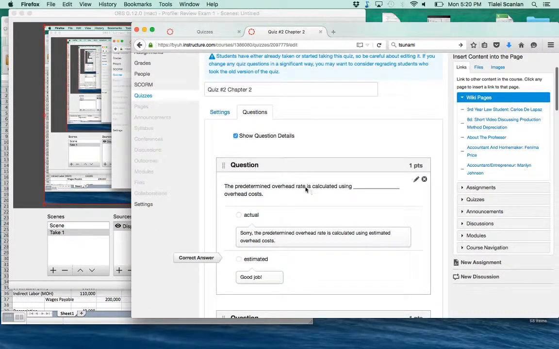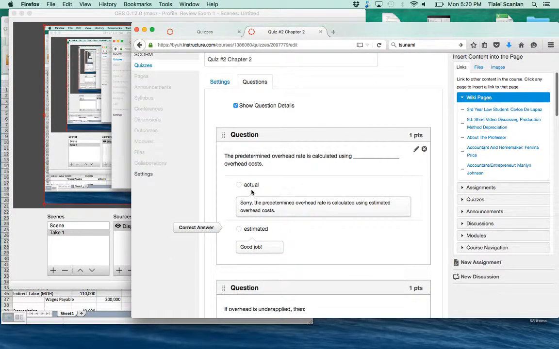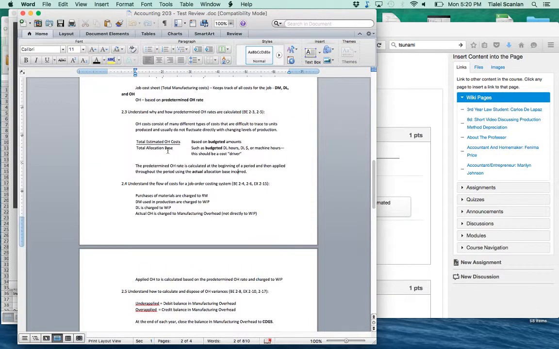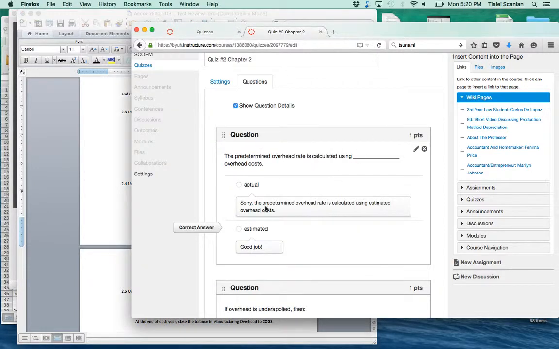So a predetermined overhead rate is calculated using, it's not the actual, right? Predetermined overhead rate is an estimated total overhead cost divided by activity. If we look back at our review sheet, it's the total estimated overhead cost over a total allocation base, such as direct labor hours or machine hours. So this is based on budgeted amounts. It's not going to be an actual, it's going to be an estimate.